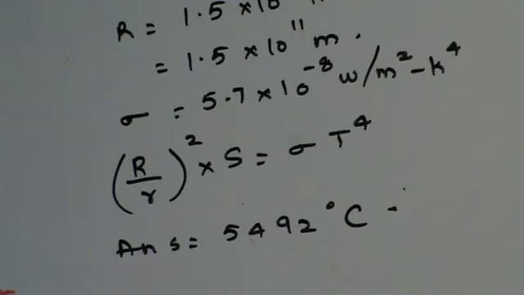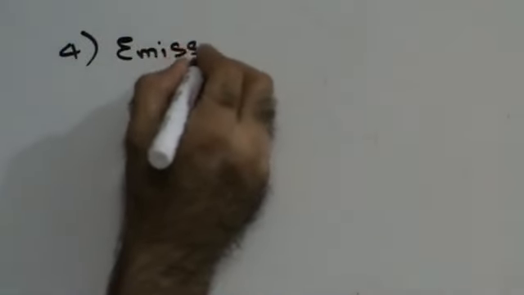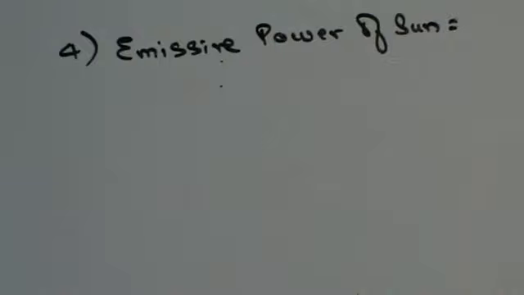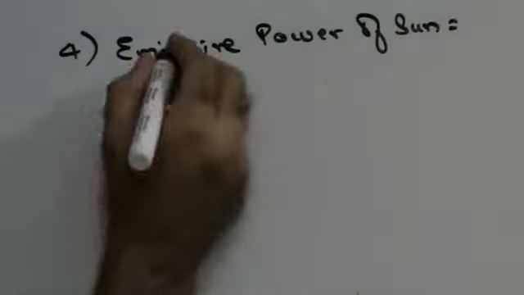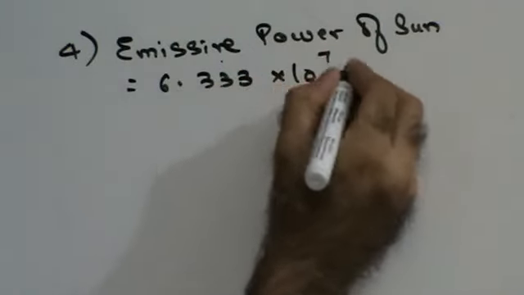Next, take on the next one please. The amount of heat energy radiated by 1 meter square surface area of the sun per second is 6.333 into 10 raised to 7 joules.